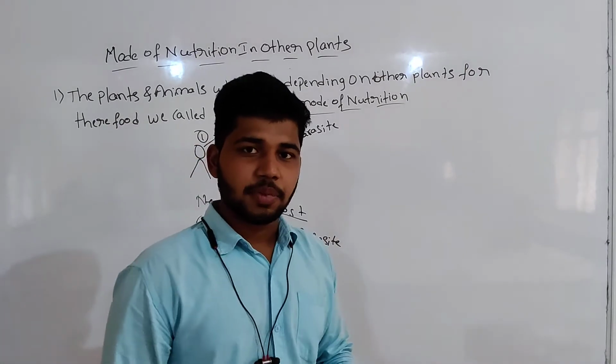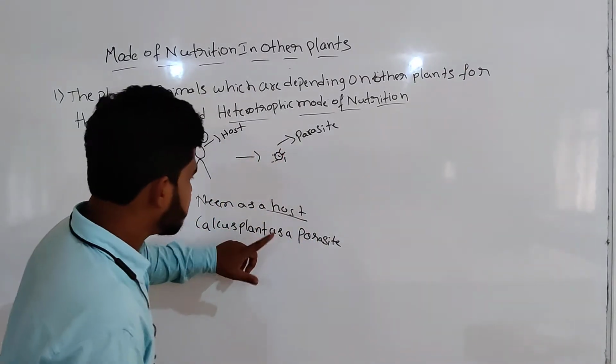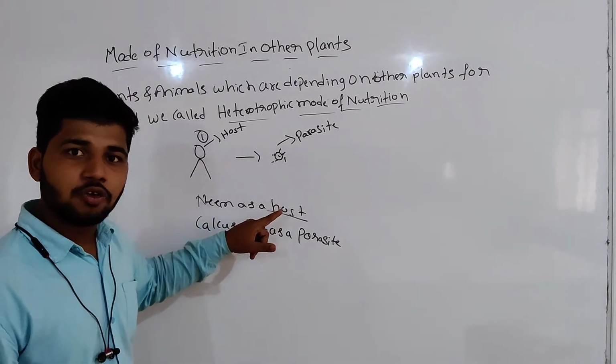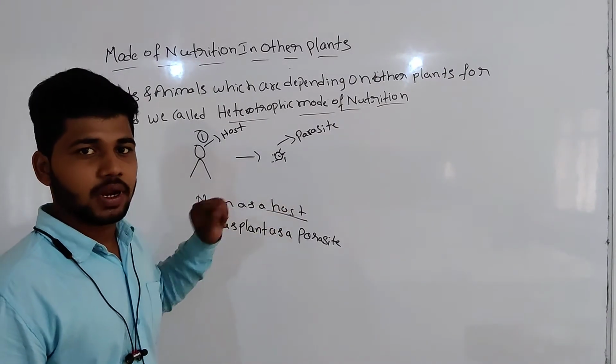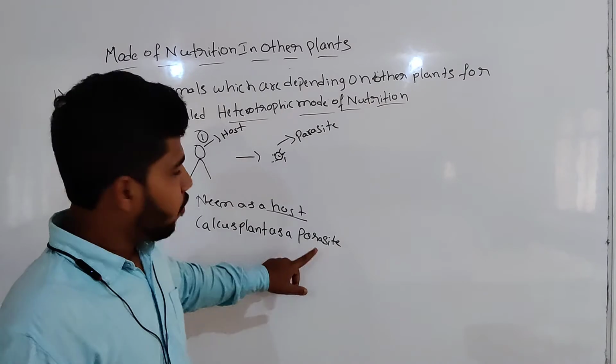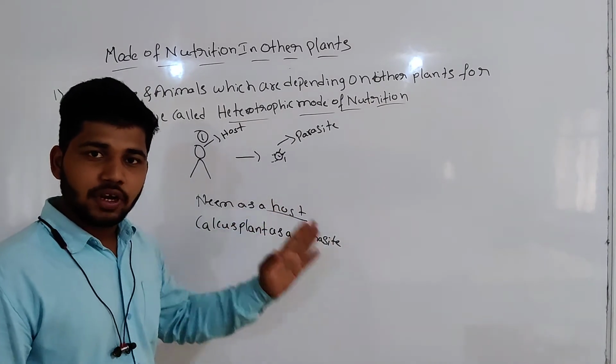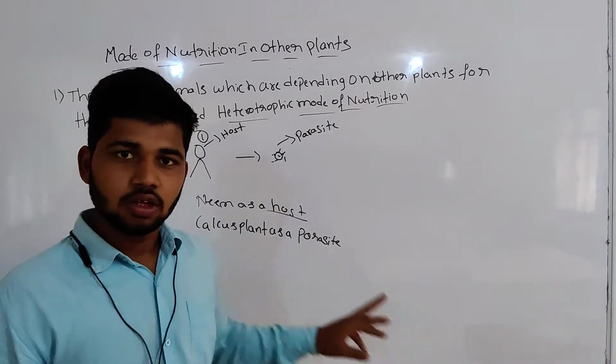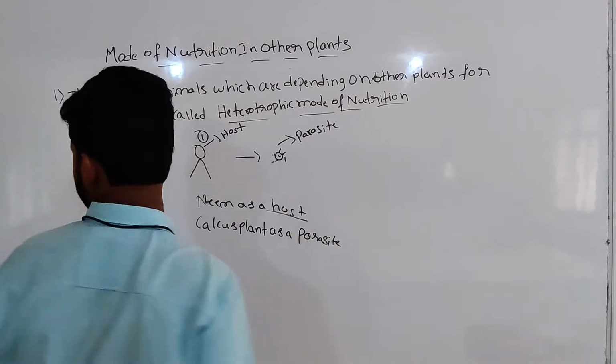But why do you call it a parasite? Because it depends upon the host plant. It gets the nutrients and food from the host plant, so it is called the parasite. Why is the other called the host? It provides the nutrients and shelter to the parasite, so it is called the host.